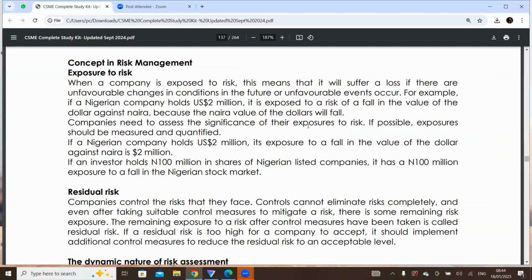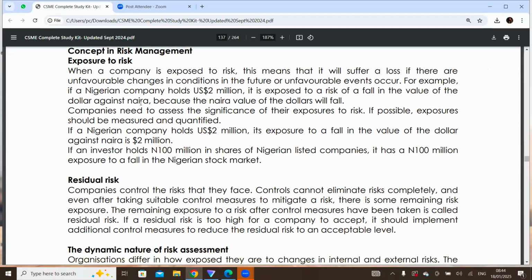Okay, let's continue. Now we're looking at the concepts in risk management. We're looking at some risk management concepts. So Alexa, you can read for us. The first one is exposure to risks.